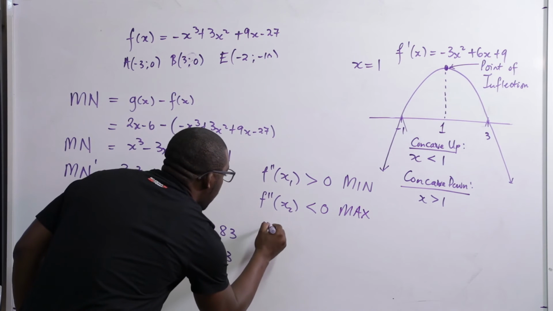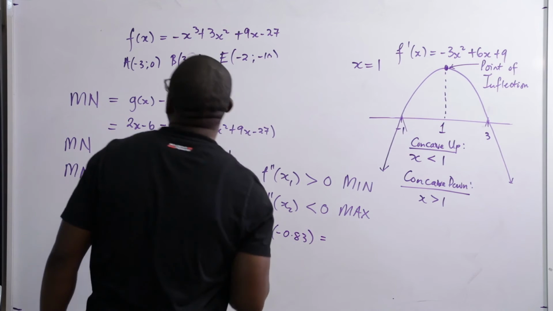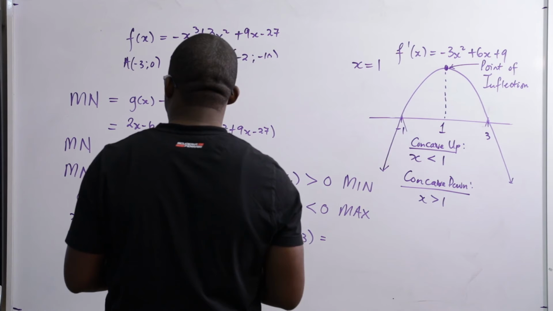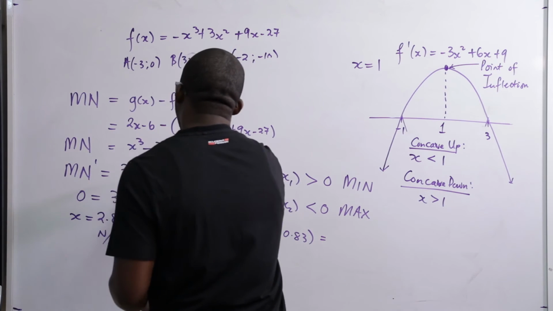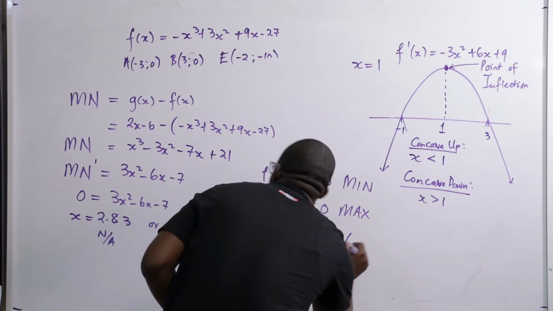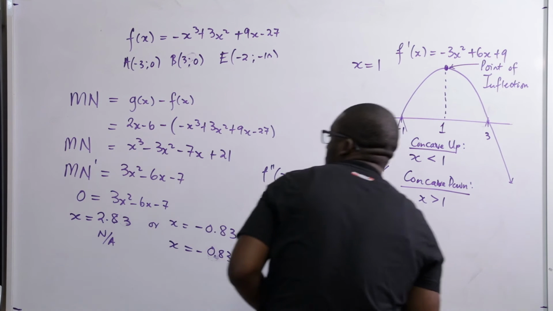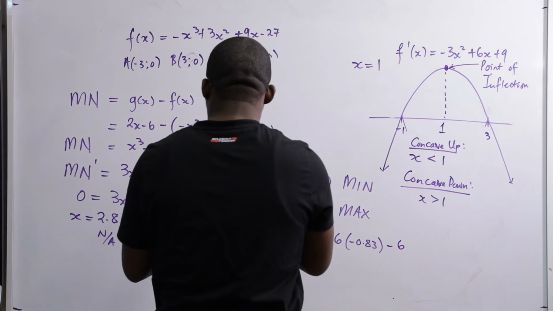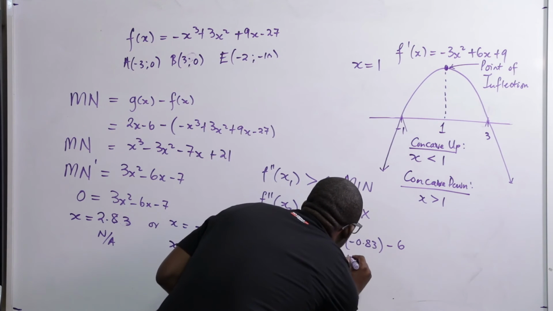So, differentiating to get f double prime and substituting negative 0.83, this function, we differentiate it again. This is 6 times negative 0.83 minus 6. 6 times negative 0.83 minus 6. I'm going to get negative 11.